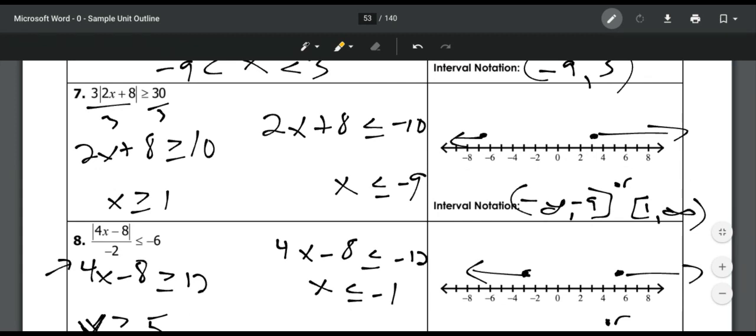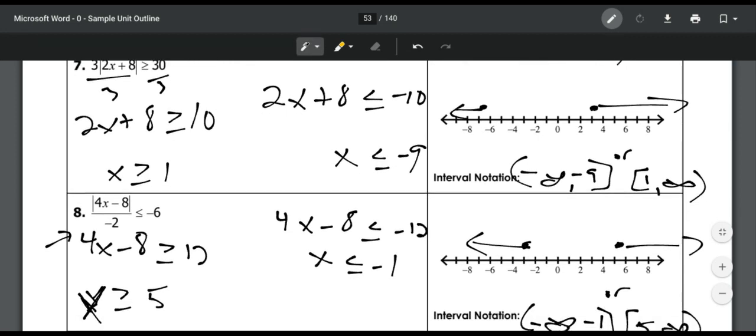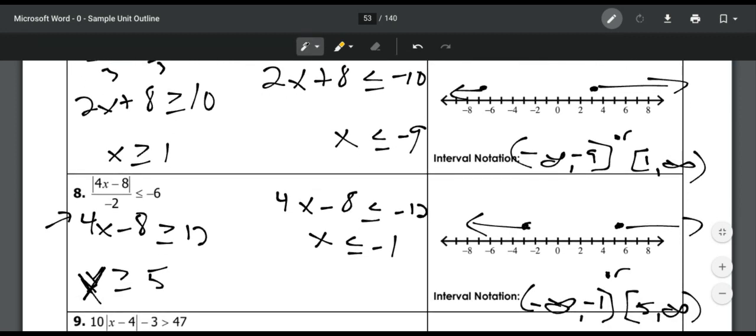So we divided by 3. Number 8, we times by a -2. So since we times by -2, that flipped that sign. I almost didn't catch that. And so then if this is the original equation or inequality, then the other one is the sign is flipped with the -12.